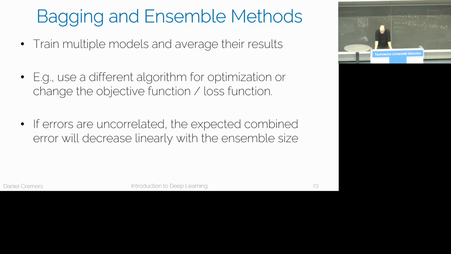I wouldn't advise going to bagging and ensemble methods in the beginning, because it creates a massive overhead, right? If it takes time to train one network, then training 10 networks and all the hyperparameter tuning and learning rate adaptation and all of that can take a long time. And that will take 10 times more time, right?